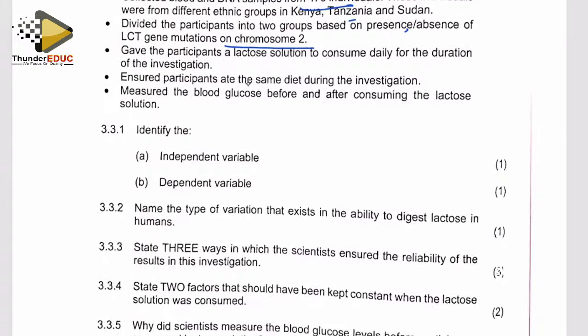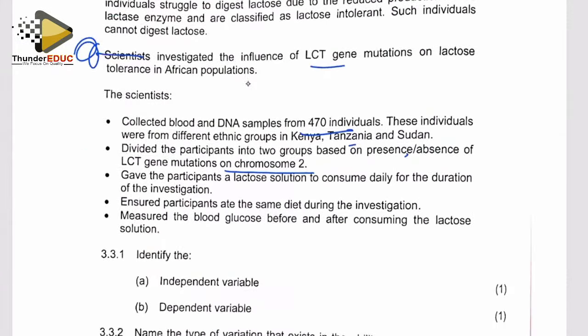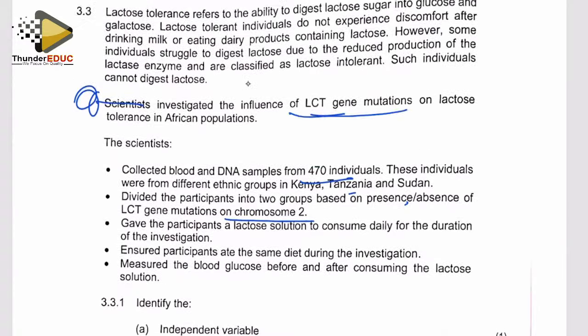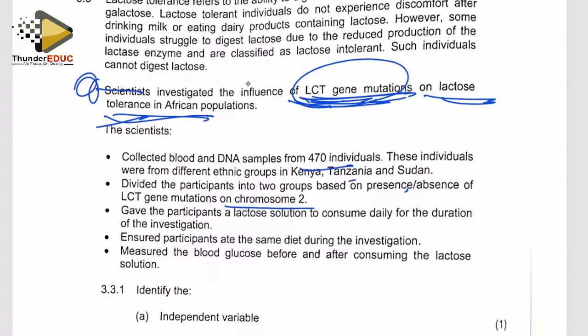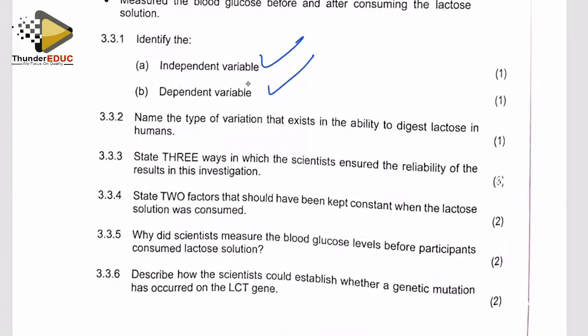What is the independent variable? So what determines this concept? Basically, the independent variable is the lactose intolerance gene, because it says investigate the influence of this on this. So this is the independent variable, while lactose tolerance is the dependent variable. So this is done.